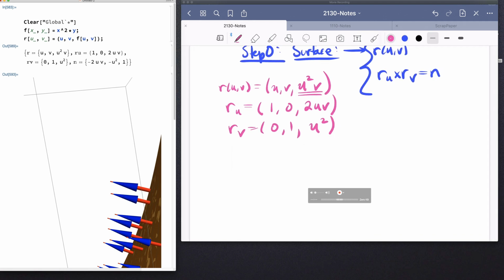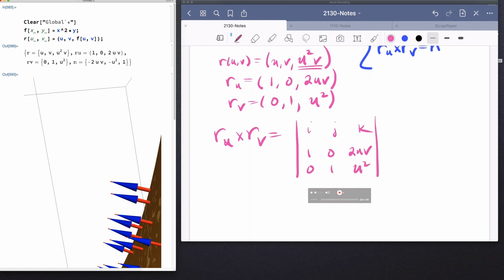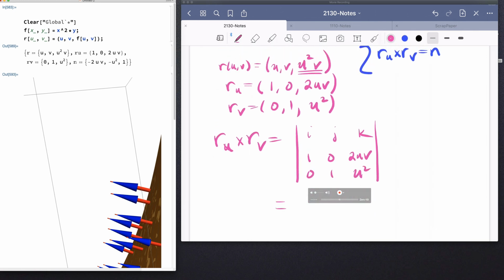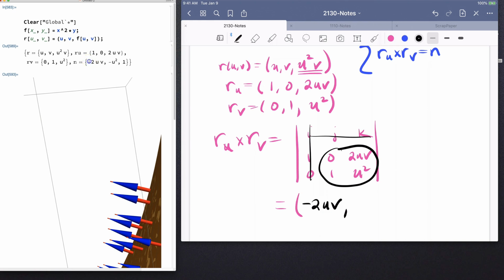And then I'll remind you about the cross product here. r_u cross r_v means that we need to take the i entry, the j entry, the k entry, and write these vectors 1, 0, 2uv and 0, 1, u squared. We need to compute these subdeterminants. For the i entry, we get 0 times u squared minus 2uv times 1, which is minus 2uv, which is why we are seeing the minus 2uv here.